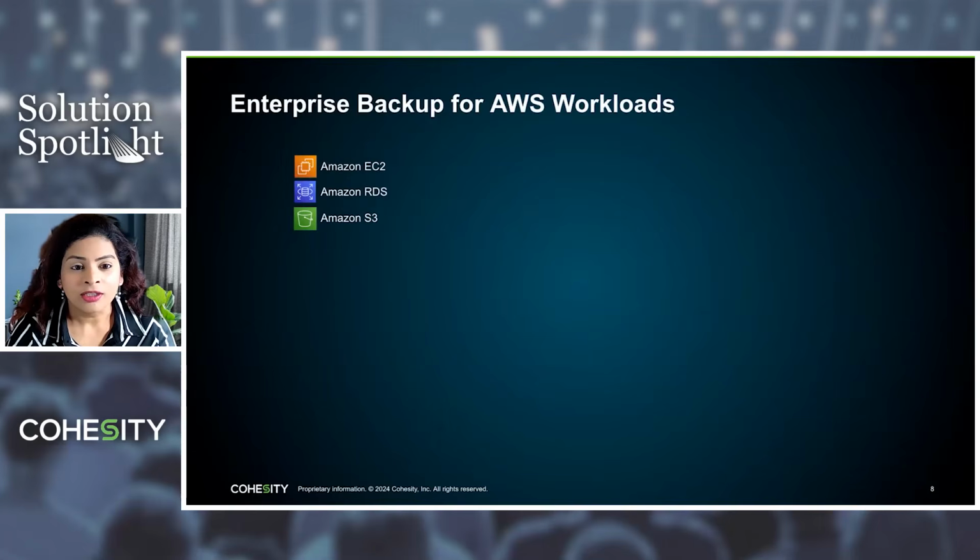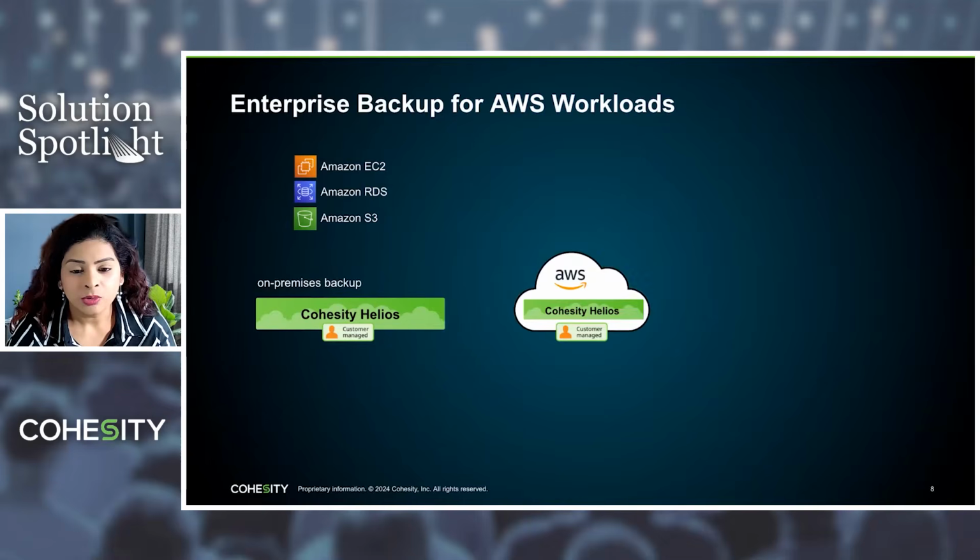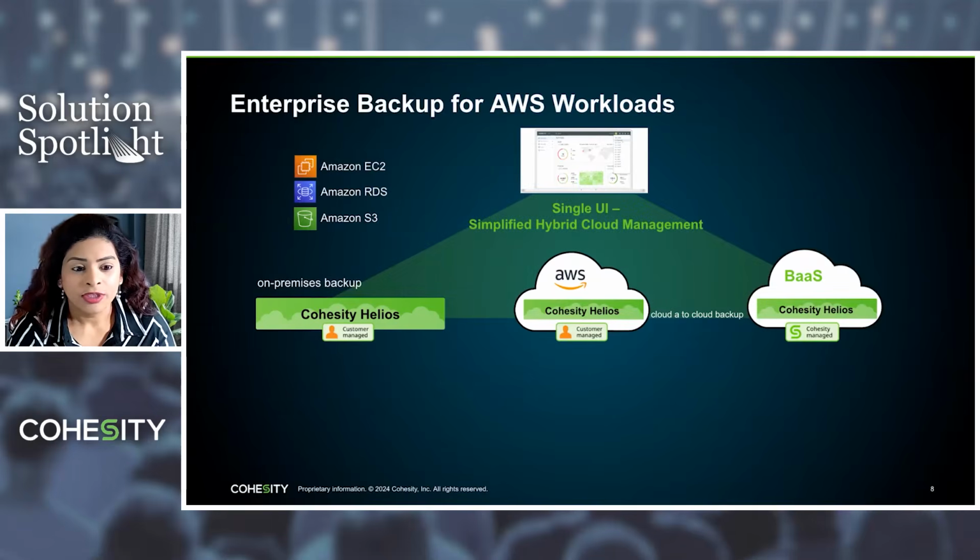So moving on, let's talk about specific AWS workloads. As of today, we are capable of backing up 3 different AWS workloads: Amazon EC2, RDS, and S3. We constantly keep adding more workloads, but for today, these are the 3 workloads which we feel our customers broadly use and most benefit from backing up through Cohesity Data Platform.